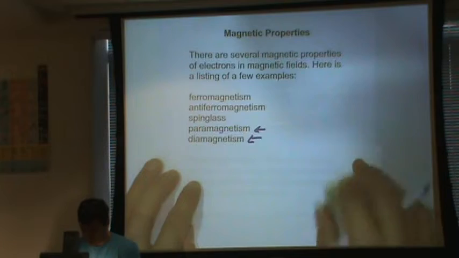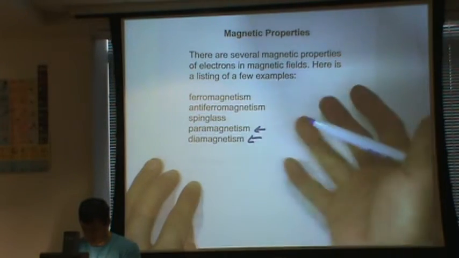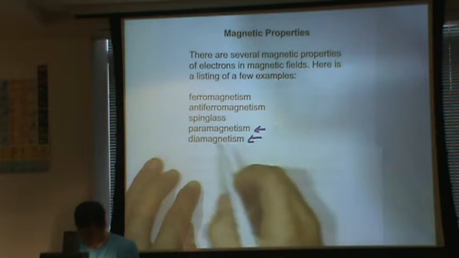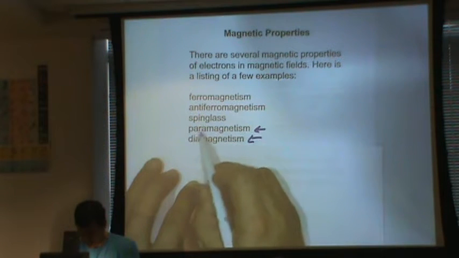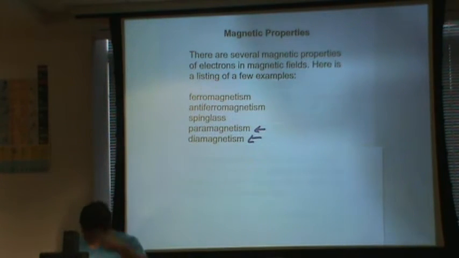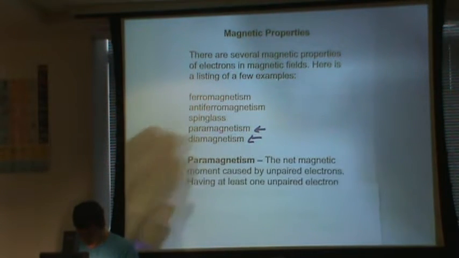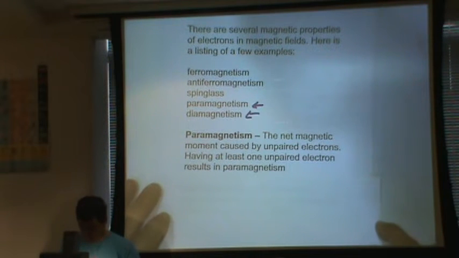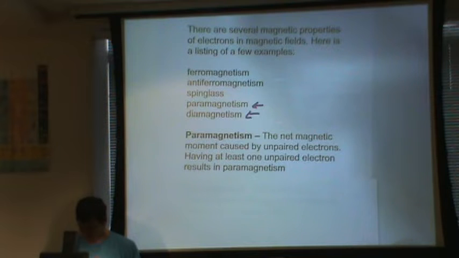In future classes, you may go over these three and others, but for the sake of this general chemistry course, we're only going to go over paramagnetism and diamagnetism, and they're contrasting each other. They're very, very simple. So first, we have paramagnetism. It is the net magnetic moment caused by unpaired electrons. Having at least one unpaired electron results in paramagnetism.